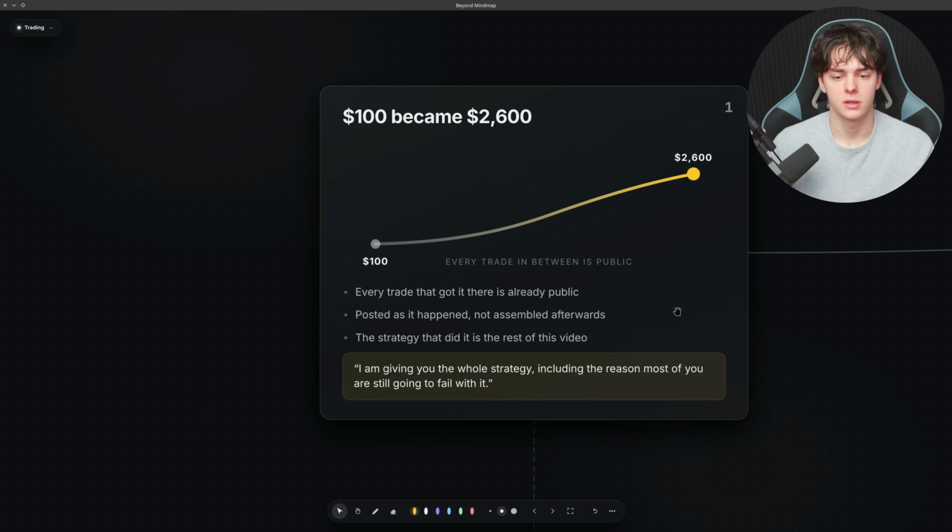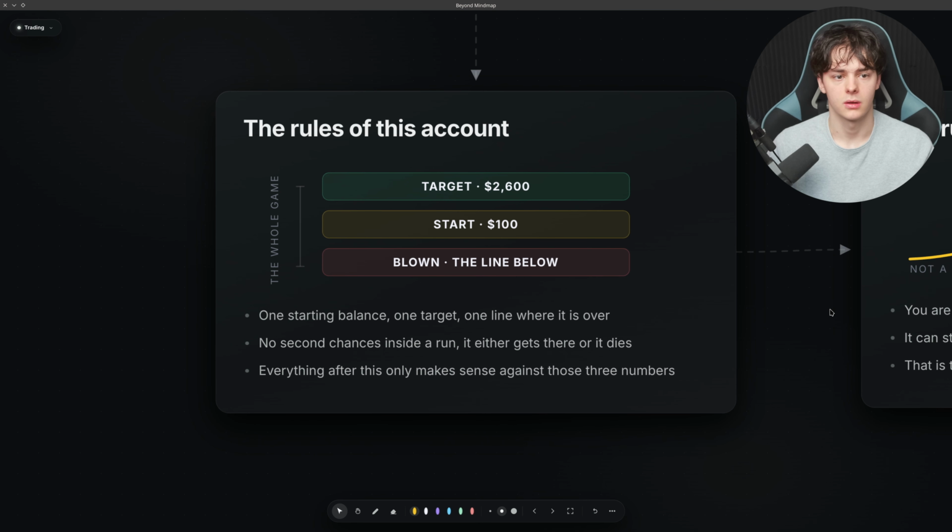But let's go a step back and actually look at this entire thing. Now, the rules of this account are going to be quite easy. The target, as of right now, was 2.6k. We started with $100, and if I would have blown the account, this would have also been documented. However, you will quickly realize how it's basically impossible that I'm going to be blowing the account from this point on.